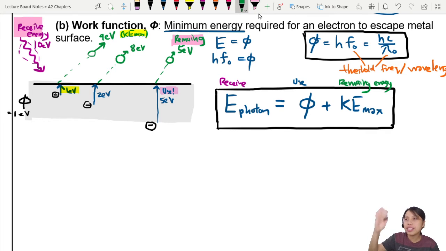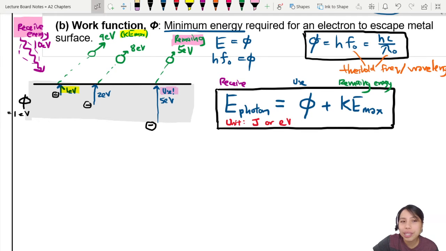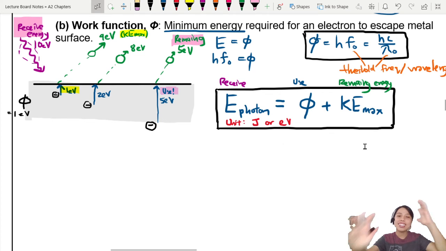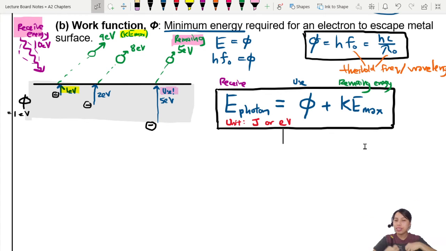Now, every single term inside here is energy, so the unit is either joule or eV. I write all in eV because joule is a bit long. Every single term is energy, joule or eV. So remember this idea: the whole thing is conservation of energy. You receive, you use, now what do you have left? In past year questions, you will need to use this conservation of energy idea and substitute in all kinds of different things.